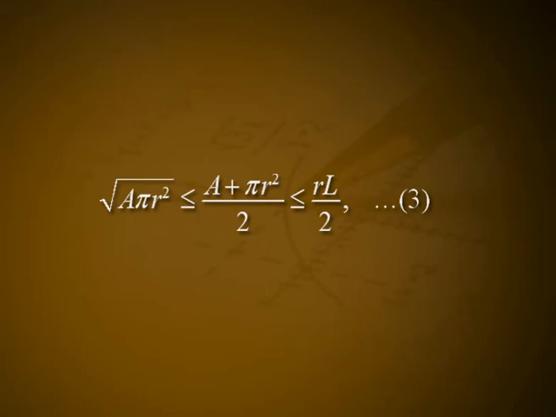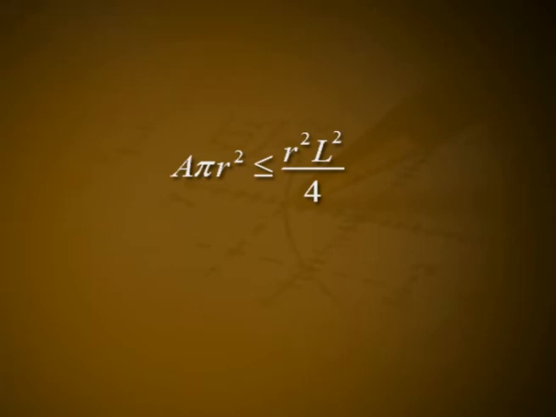Equation number 2. If we let a is equal to A and b is equal to pi r squared and apply equation 2, we obtain the square root of A pi r squared less than or equal to A plus pi r squared over 2, less than or equal to r L over 2. Equation number 3, where the second inequality comes from 2. Hence, A pi r squared is less than or equal to r squared L squared over 4, or L squared is greater than or equal to 4 pi A, which is the isoperimetric inequality.